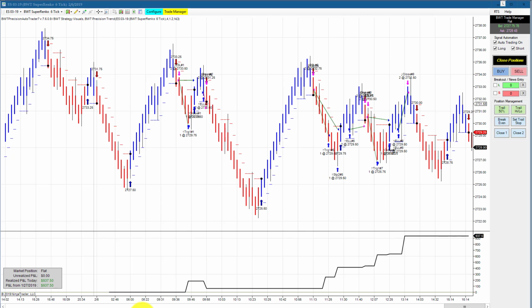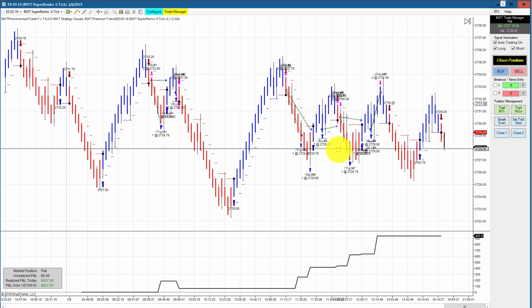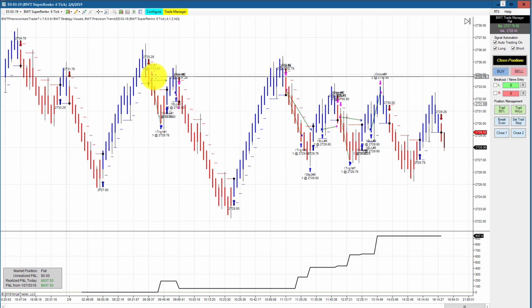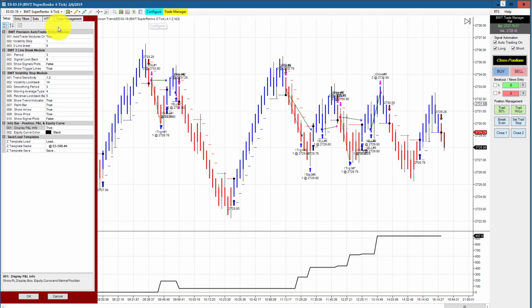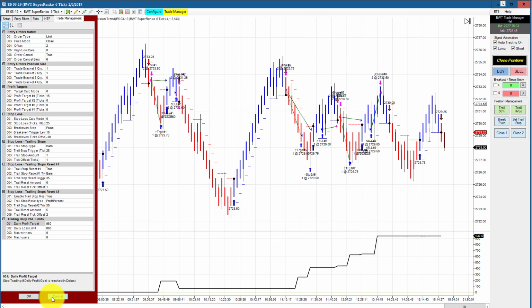The E-mini S&P on a Super Enco 6 tick did pretty well, did not draw down to the negative. Started off with a winner here, and then a very small loser, and then several winners in a row here brought it up to its goal of approximately 1,000, 950 actually.